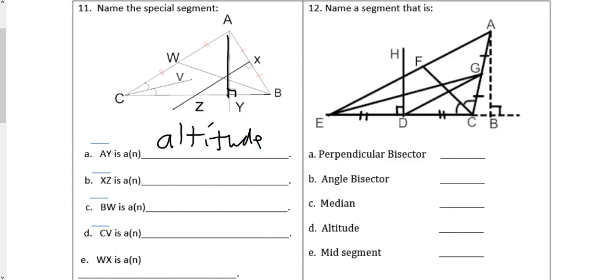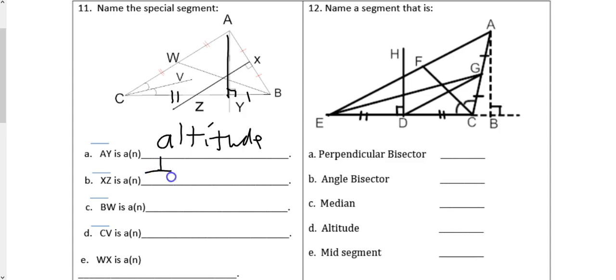It is not a perpendicular bisector because notice this side is definitely not the same length as this side. So the only two things that make 90 degrees are altitudes and perpendicular bisectors. It's not a perpendicular bisector, so it's an altitude. XZ is a perpendicular bisector.